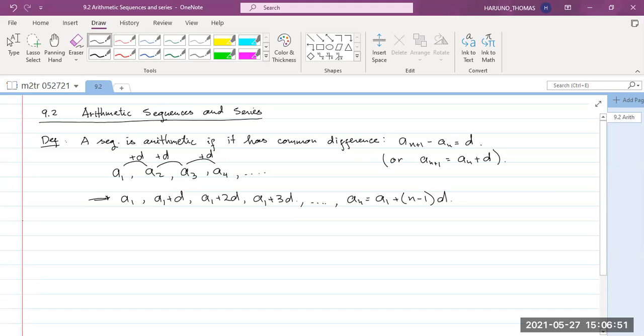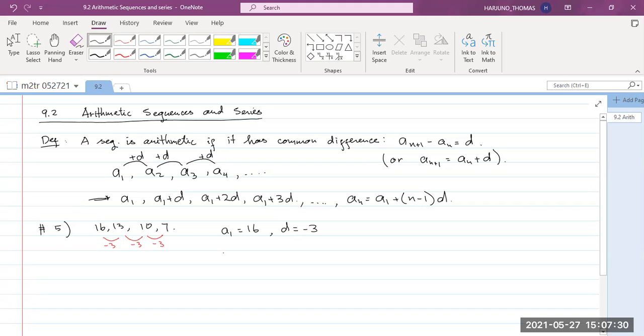Now let's do some examples from our textbook on the sequence part first. For example, number 5. We have the sequence 16, 13, 10, 7. Now you see that we keep on subtracting by 3. The first term is 16. The common difference is -3.